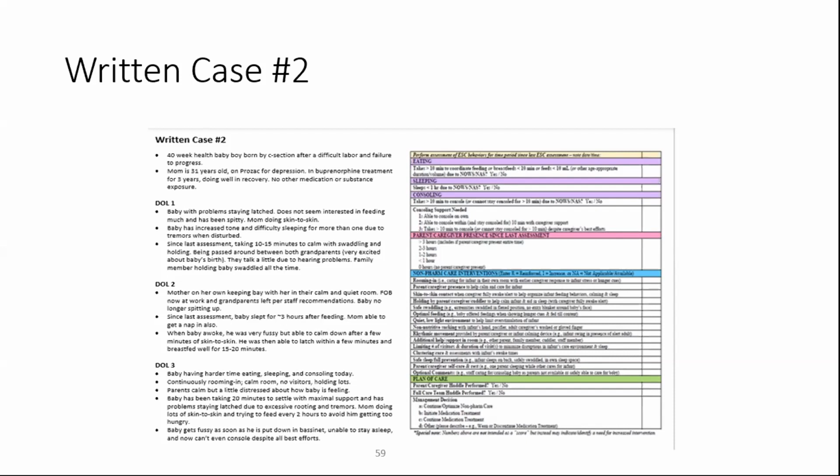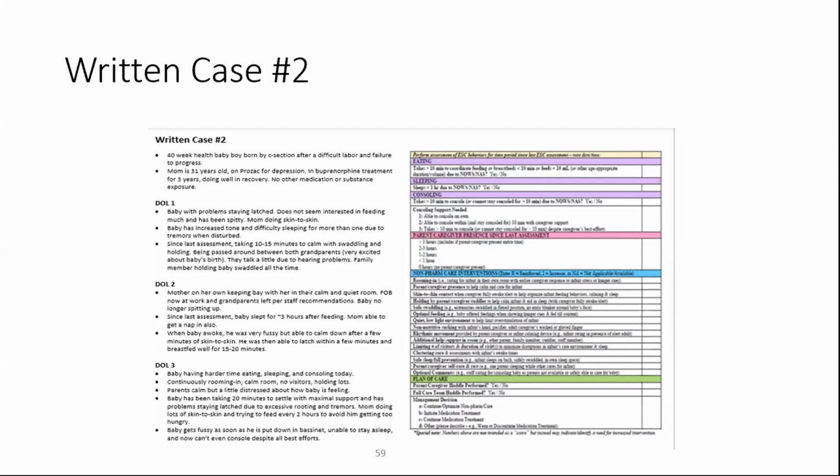Day 2, the mom's been keeping the environment more to herself. It's nice and quiet. The grandparents have gone away. The baby's no longer spitting up. Since the last assessment, the baby slept for 3 hours. The mom's been able to take a nap. When baby awakes, he's very fussy, but he's able to calm after feedings and skin to skin. He was able to latch for a few minutes and then breastfed well for 15 to 20 minutes.